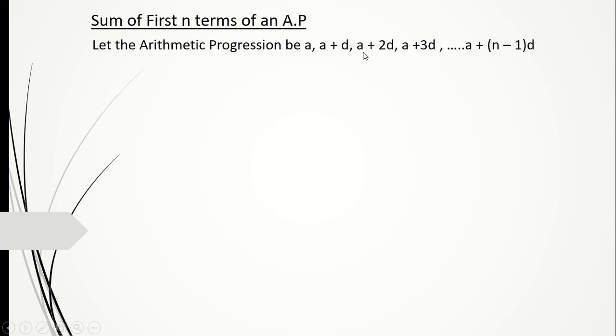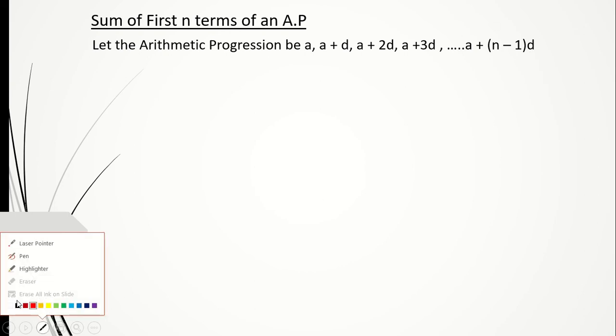So this is what we go on doing, no? We go on adding the common difference in an AP. The next term, how do we get it? By adding the common difference, right? So this is the arithmetic progression given. This is the nth term, a plus n minus 1 d is the nth term of an AP.